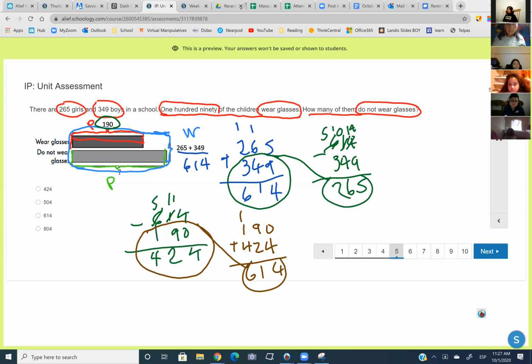So this is the way you are supposed to work on your test. You are not supposed to try to guess. You have to have a paper, a notebook, and do all your work. Which one is the whole? Which one is the part? So next time that we do your retest, make sure you use the strategies I teach you so you can be more successful when you do your test.